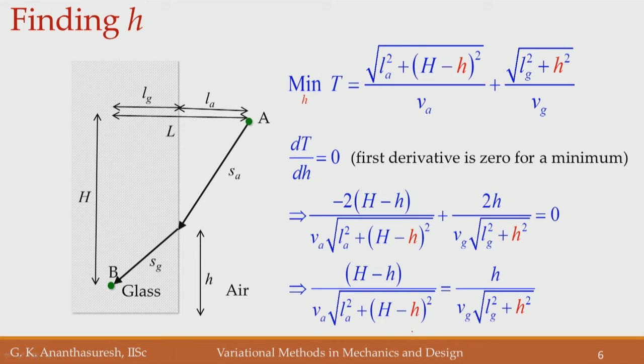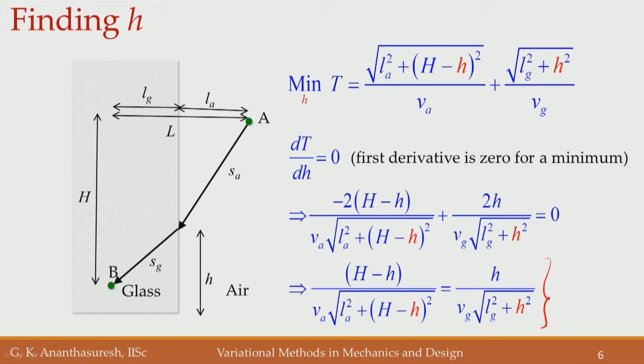So, we get an equation like this, H minus h divided by V A times square root of L A square plus H minus h square, that is equal to h divided by V G times square root of L G square plus h square. Okay. We still do not, if you want we can solve for h here, our aim is to find h, we can solve for it. We have an equation in h now, which we got by equating derivative of t with respect to h equal to 0.